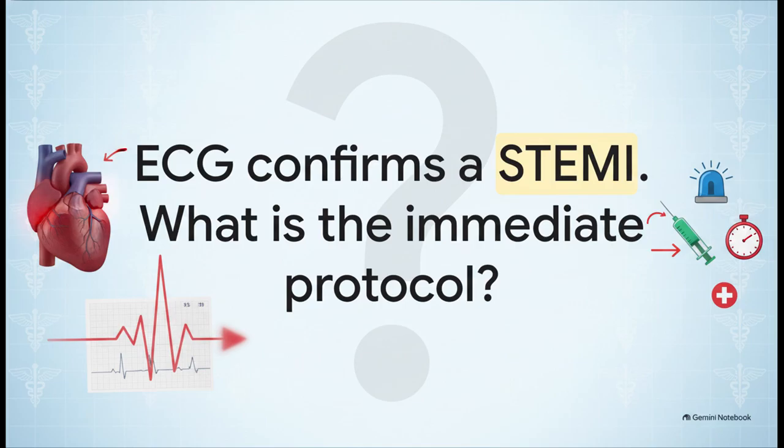So imagine you're in the ER. The 10 minutes are up. You look at the ECG printout, and there it is. Clear, dramatic ST elevation in the anterior leads. The ECG confirms a STEMI. What is your immediate protocol?